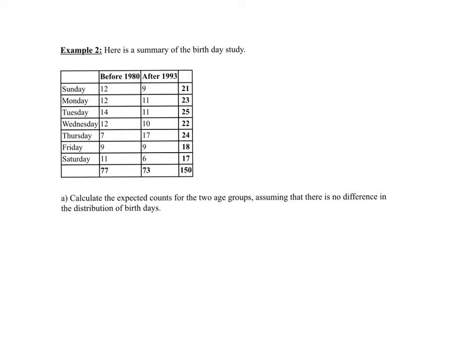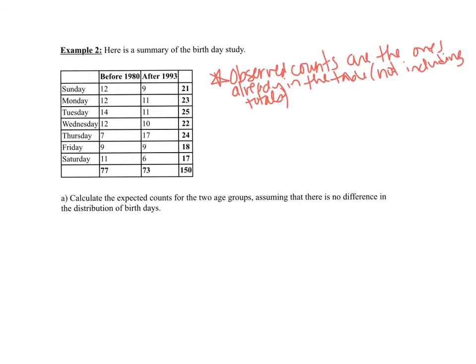The way I'm going to do this is each of these cells is going to have its own expected count. Everything that's in these cells right now is an observed count, so that's an important thing to remember. The other important thing is that for this one and the last one, goodness of fit, we are not going to include our totals in our observed counts. So we actually have 7 days and 2 samples, so there's going to be a total of 14 numbers that we fill in. Now I'm going to talk to you about how we are going to find the expected counts.